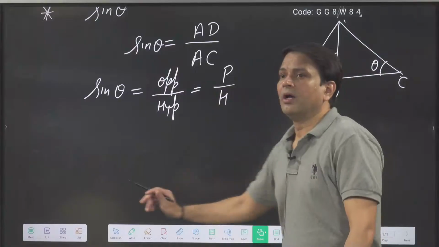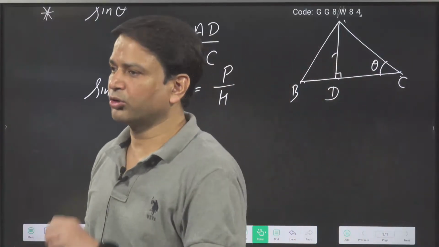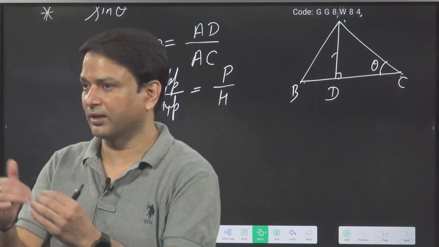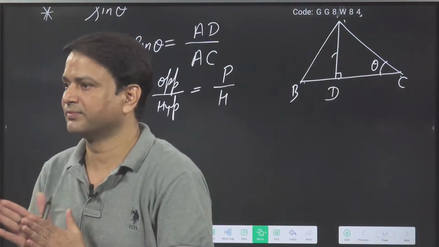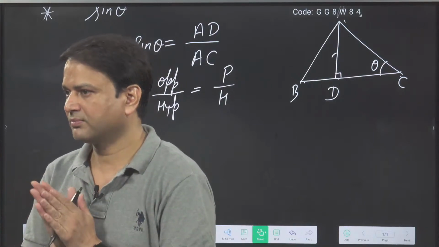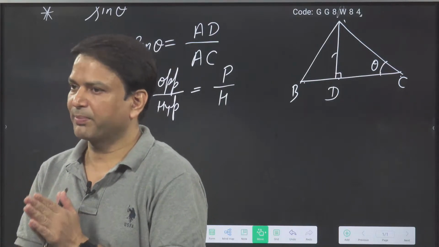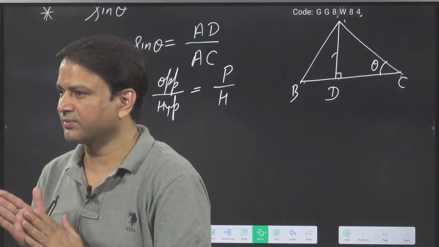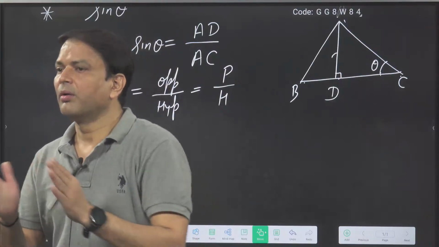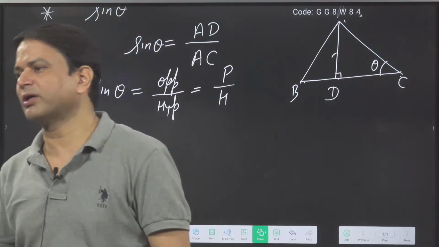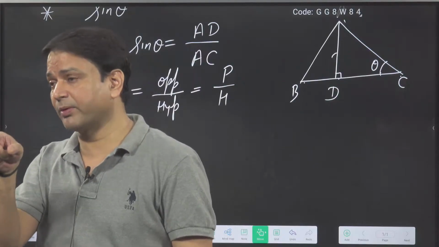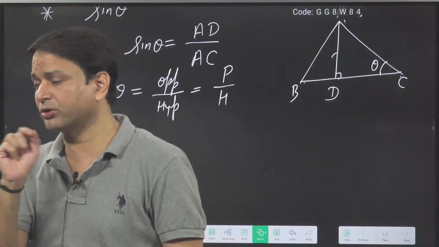One more thing. Can perpendicular be more than hypotenuse? No, because the longest side of the right angle triangle is the hypotenuse, so it cannot be more than the hypotenuse. It means the numerator can never be more than the denominator.